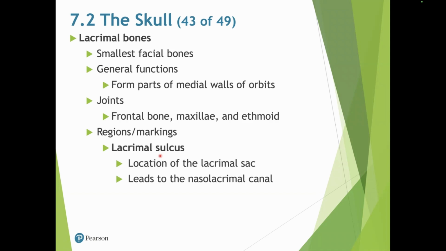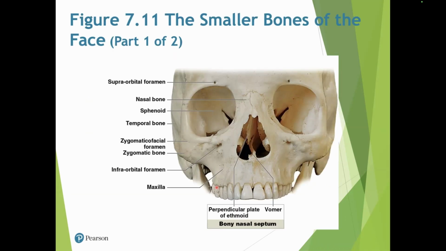Moving on to the lacrimal bone. The lacrimal bone is going to be the smallest facial bone. It's going to form parts of the medial walls of the orbits, with joints with the frontal, the maxilla, and the ethmoid. It's going to have markings, specifically the lacrimal sulcus, which is where you're going to find your lacrimal sac, and it leads to the nasolacrimal canal. Wow, okay, that was a mouthful. Let's see what we can find on our picture.